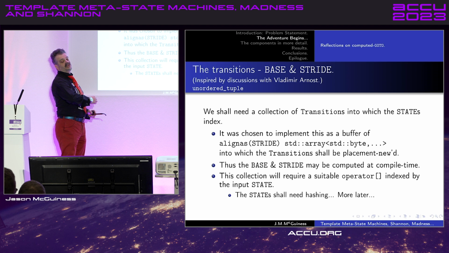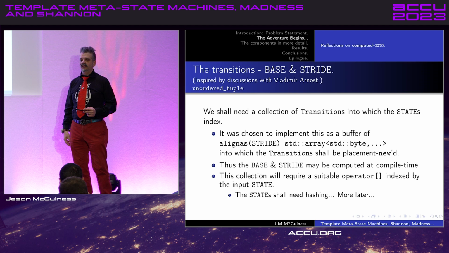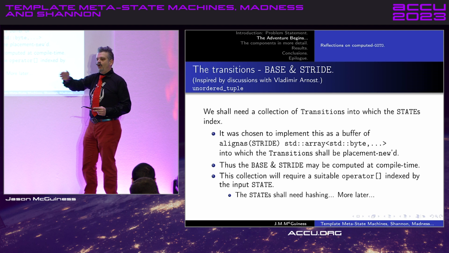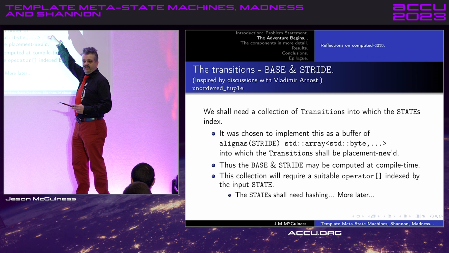If I do a memory allocation, then that means I've got to jump to that address, which means I've got to fetch the address, dereference it, and call it. Oh dear, I don't like that. That's clock cycles. No. So we go to placement new, the transitions into this, on the stride appropriately aligned. So this is all good. Now we've got the base in stride, and we can compute those at compile time because you've got the types coming in of the transitions, and therefore you know the alignment requirements, etc.